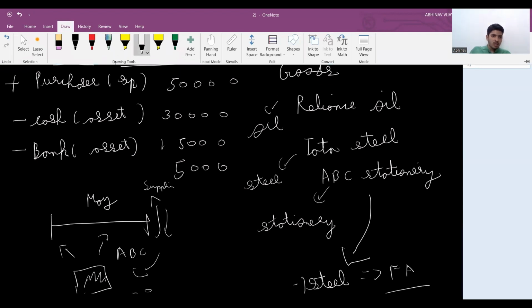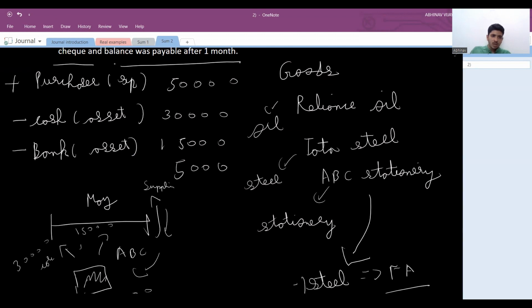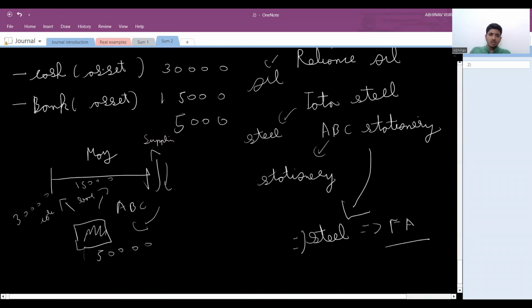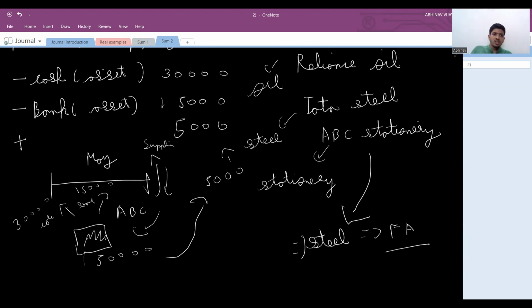He paid 30,000 cash and 15,000 by bank. The remaining 5,000, ABC told the supplier that he'll pay next month. So this 5,000 is a headache on top of ABC to pay. Headache, it's an obligation. Correct? So this 5,000 is an obligation.